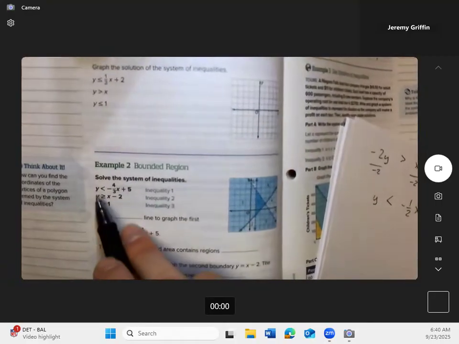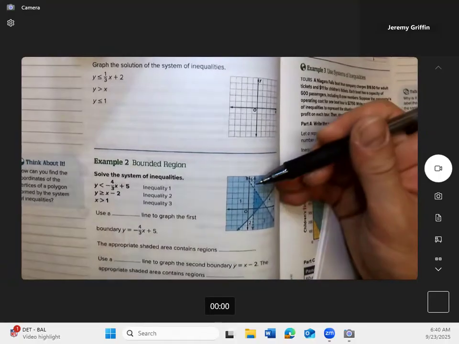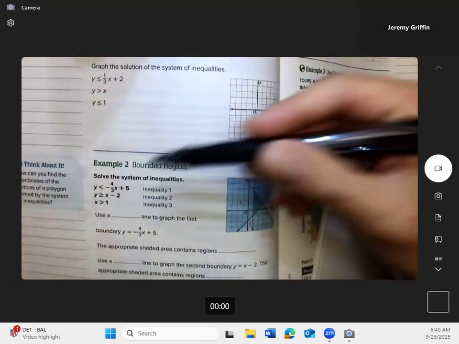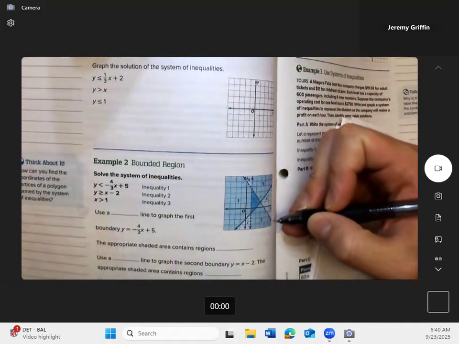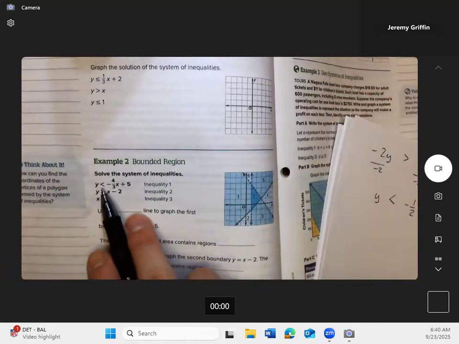Okay. So y strictly less than negative 4/3 x plus 5. So y intercept at 5. That's right here. Down 4 over 3 would be the slope. That's this dashed line going right here. This diagonal dashed line. Okay. It is dashed because y is strictly less than.